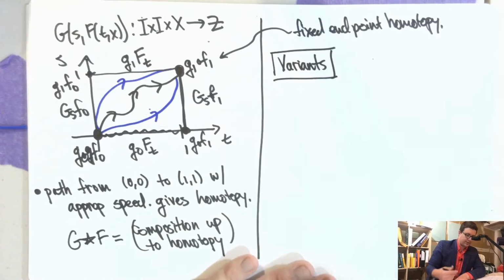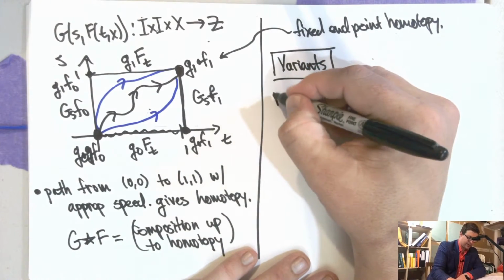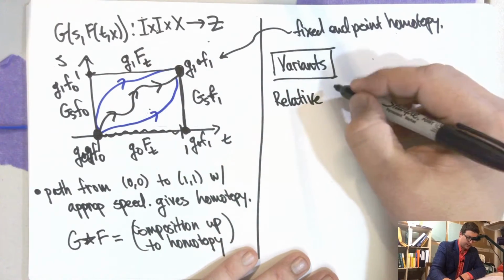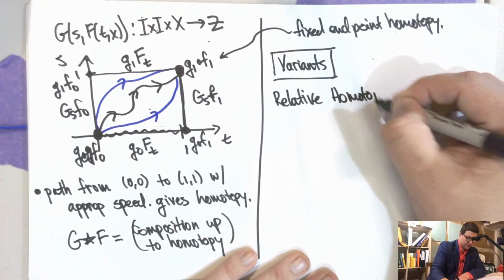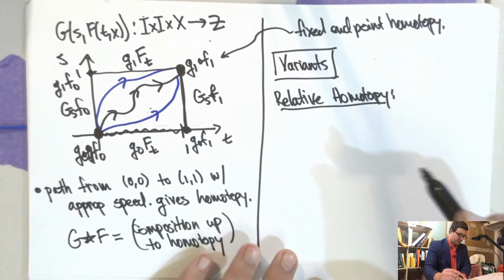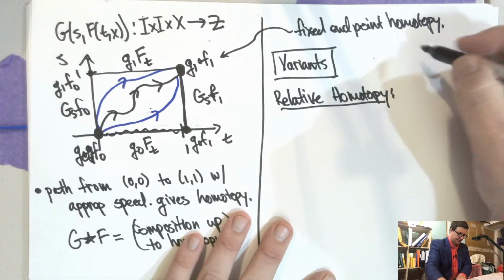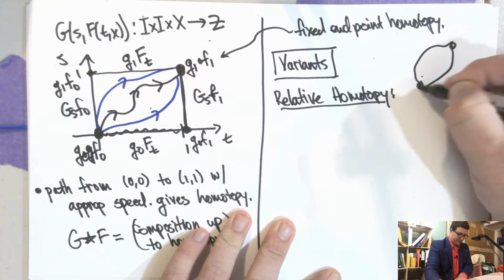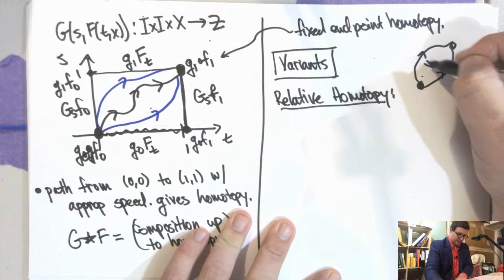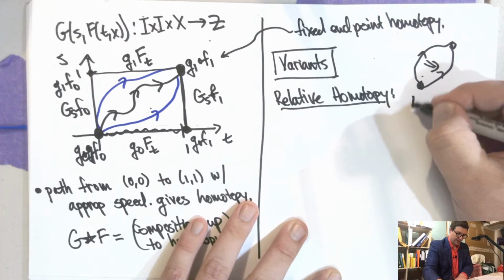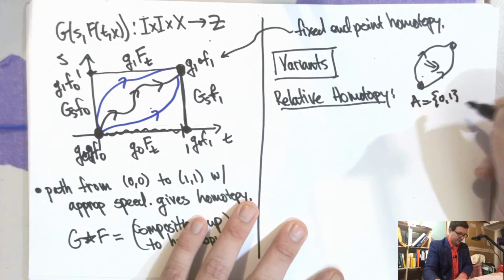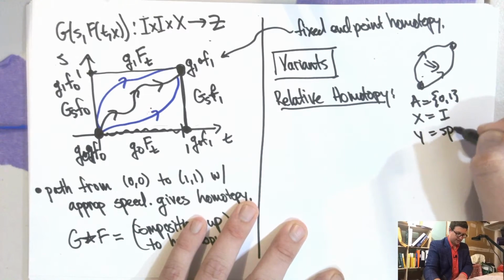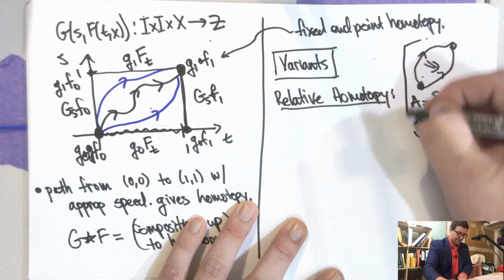Okay, so the first thing I want to talk about is the relative homotopy. The primary example is this thing where you have two paths here, and then these are homotopic. So here you have A. You'll see where this is going to go. This is just going to be X is I, and Y is a space. So this is a fixed point. This is going to be like some fixed endpoint homotopy.